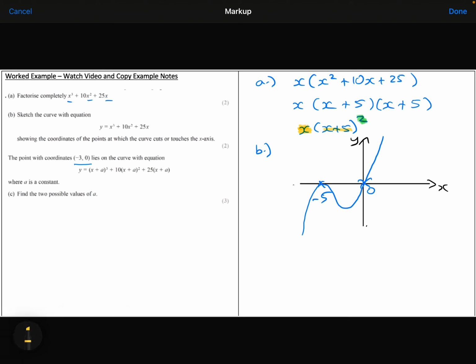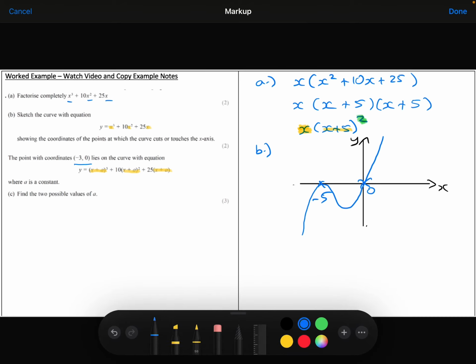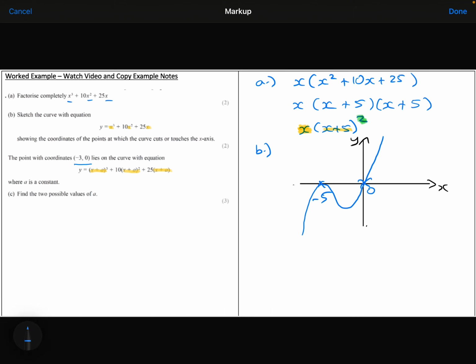So let me compare my function here. I've got something cubed. Here I had something cubed. I've got 10 times something squared plus 25 times the x minus a. So I can see that this is the same cubic function that I've just drawn, but with the x plus a on the inside. So that's telling me that I'm translating this graph in the x direction.